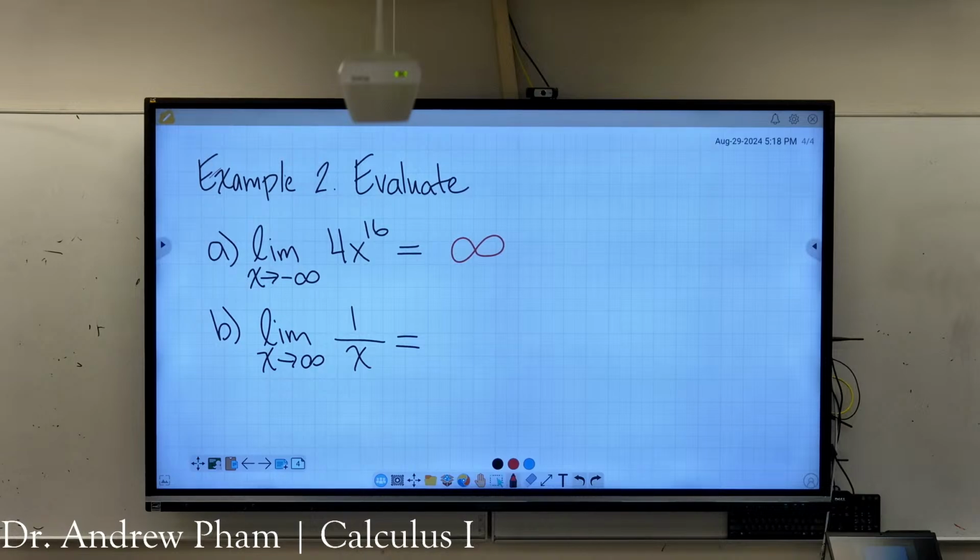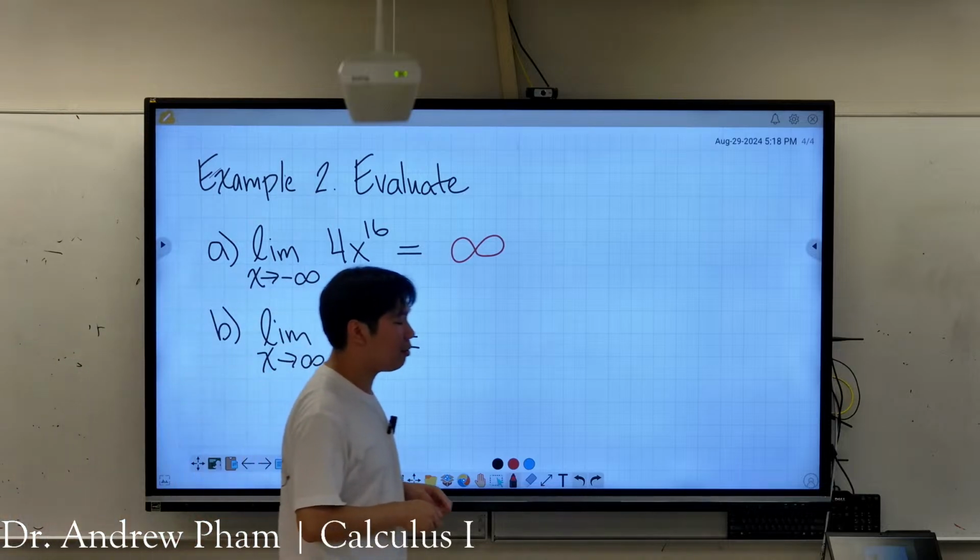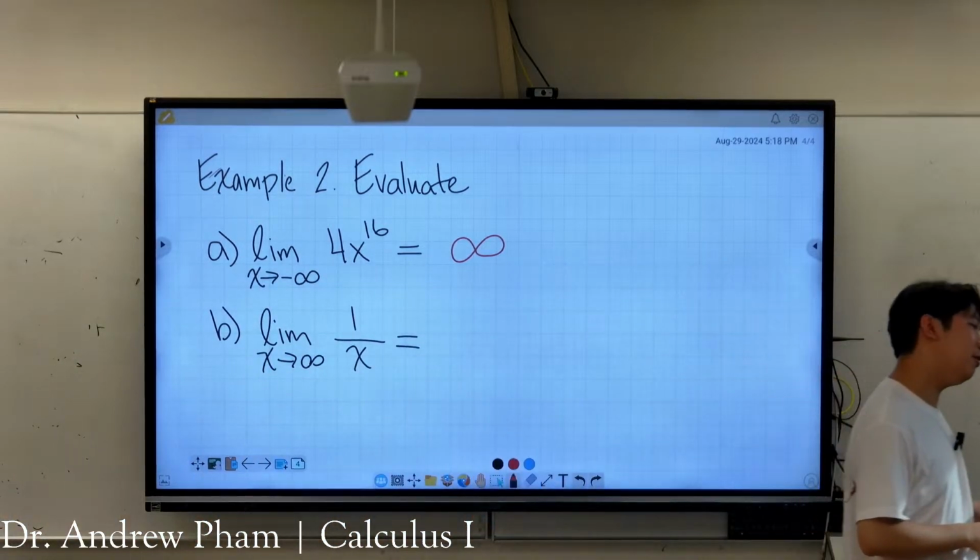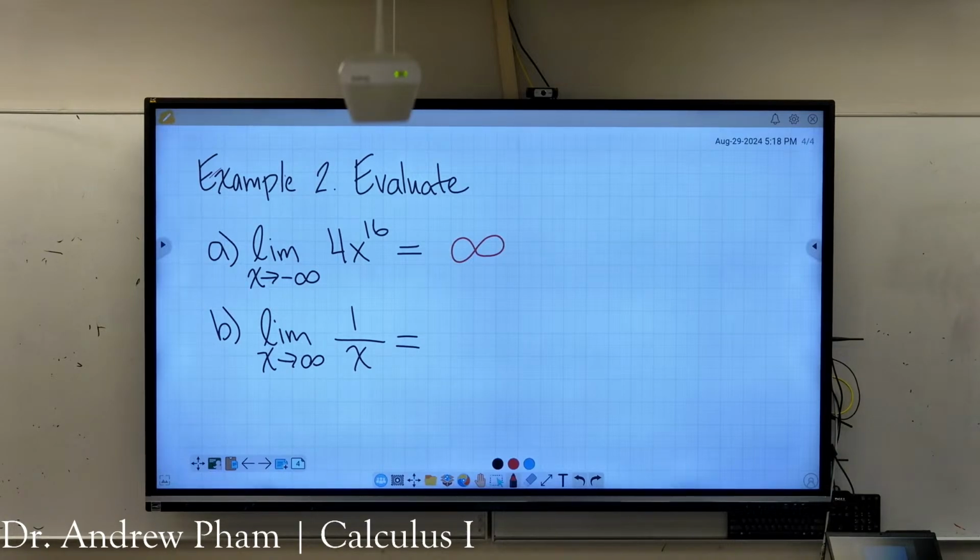Notice here that I'm not exactly saying I'm plugging in infinity because, again, infinity is not really a number. But I'm going to use that informal wording. What about for part B? The limit as x approaches positive infinity of 1 over x. Again, I want you to think, what would happen if I plugged in 10,000, then 100,000, and then 1 million? What's happening to this expression?